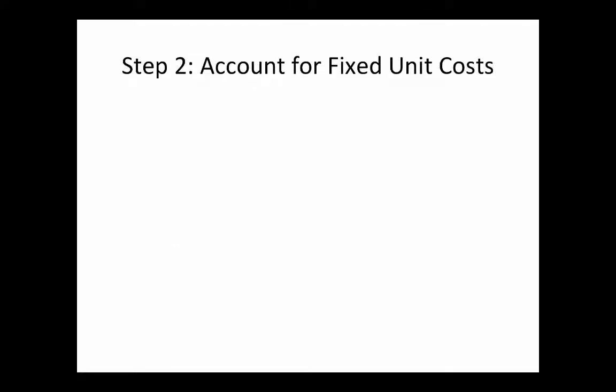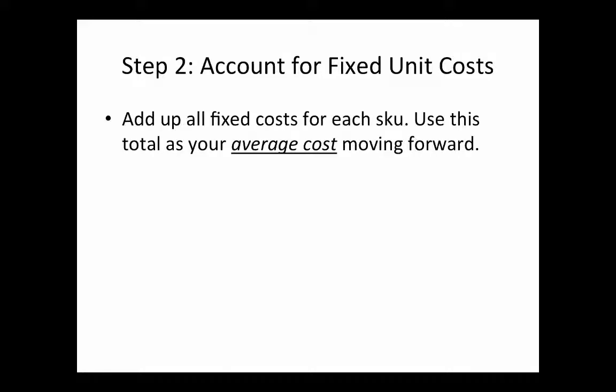So in step two, this is how I suggest that you account for your fixed unit costs. First, you're going to add up all your fixed unit costs for each SKU. For some people, you might just have one fixed unit cost. For some people, you might have a few different fixed unit costs. Total all of those fixed unit costs up, and use this as your average cost moving forward.